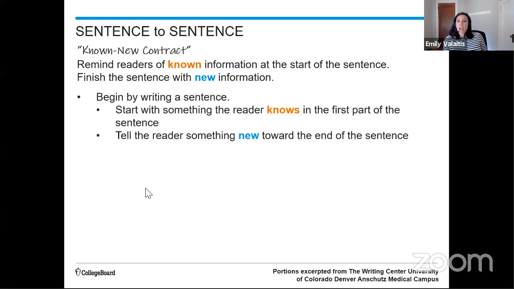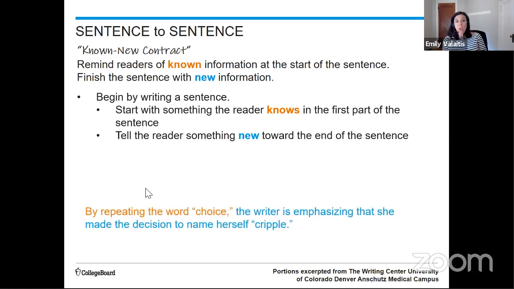To do this, you'll start by writing a sentence and think, what is something my reader already knows? I'm going to put that briefly at the first part of the sentence, and then think, how can I extend that idea and transition into new information that has not been shared with them? So let me give you a quick sample. "By repeating the word choice, the writer is emphasizing that she made the decision to name herself Cripple." I've highlighted in orange "by repeating the word choice." That's something that I've stated that my readers already know because I just gave the example itself.